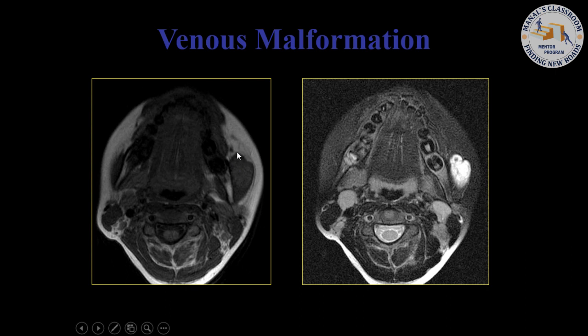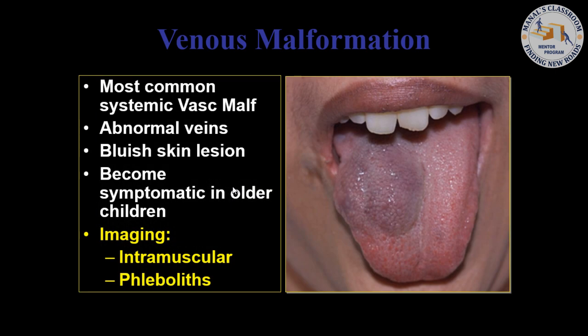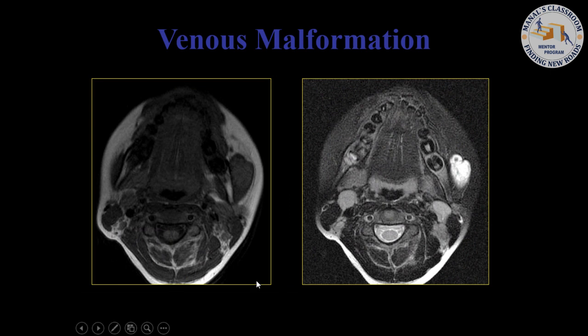How do we know that it's not a lymphatic malformation? Again, lymphatic malformations tend not to involve the muscles. They tend to involve different spaces and extend into different spaces. When you see something like this that involves the muscle, that tells us that we're probably dealing with a venous malformation. Does that make sense to you? So that's that intramuscular component.